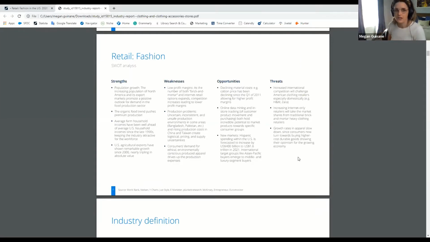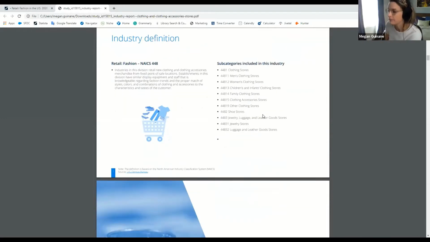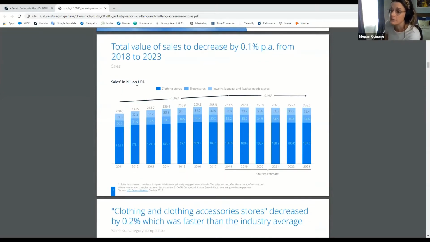But putting together a SWOT analysis is really important when entering a new industry or just reevaluating the industry after a while, just finding your strengths, weaknesses, what are the opportunities, what are the threats. Industry definition, as well as some of the subcategories. So there's the NAICS code, and then it breaks down even further into subcategories like women's clothing, children's clothing, jewelry, some financial numbers and sales to just see. So this is sales in billions.